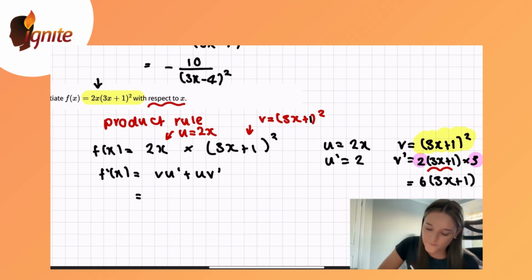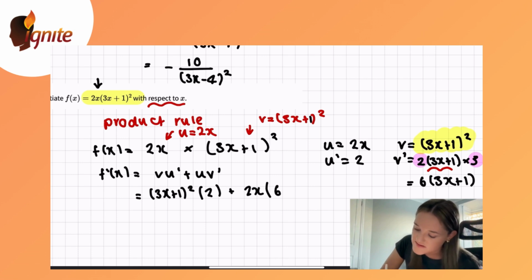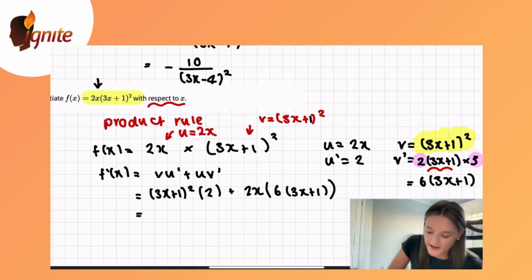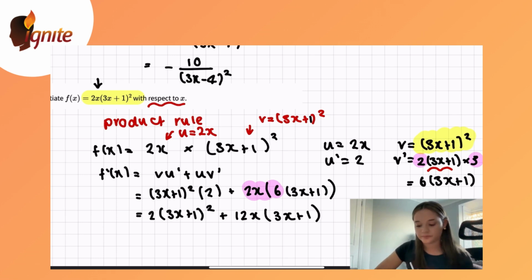Awesome, so putting that into my formula, I now have my v, so (3x plus 1) all squared, times u, which is 2x, plus u times 2, plus u, which is 2x, and then my v dash, which is 6(3x plus 1). Simplifying this, I have 2 sitting outside of (3x plus 1) all squared, plus timesing these two together, I get 12x outside of (3x plus 1).